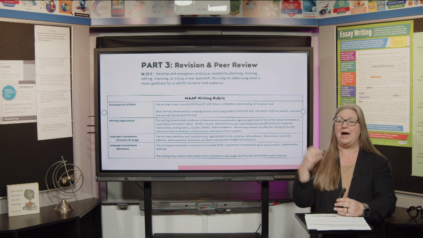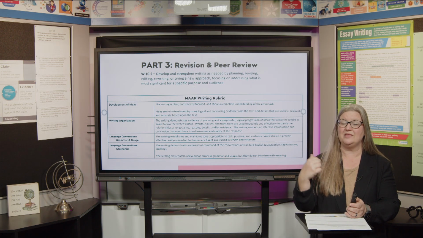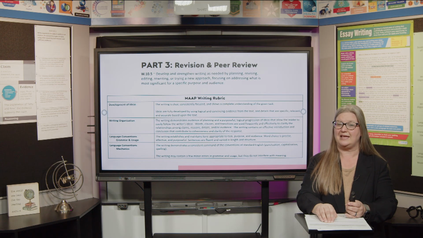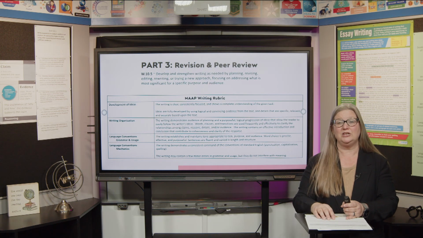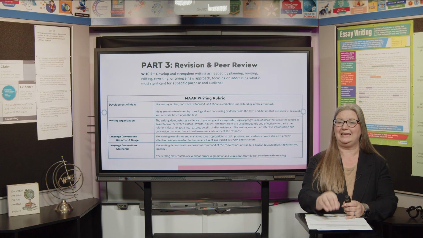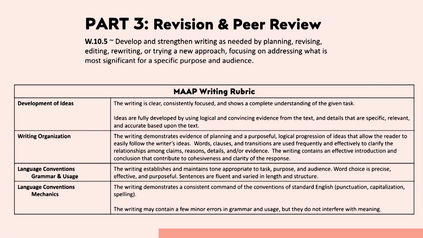You need to look at the MAP writing rubric, Mississippi Assessment Program rubric. This is what they are going to be scoring you when you write your essay for the end of course assessment in May. So let's look at those big ideas and what you need to make sure that you have accomplished in your essay in order to score well on that MAP assessment. So development of ideas. Your writing is clear, consistently focused, and shows a complete understanding of the given task. Your ideas are fully developed using logical and convincing evidence from the text and details that are specific, relevant, and accurate based upon the text.